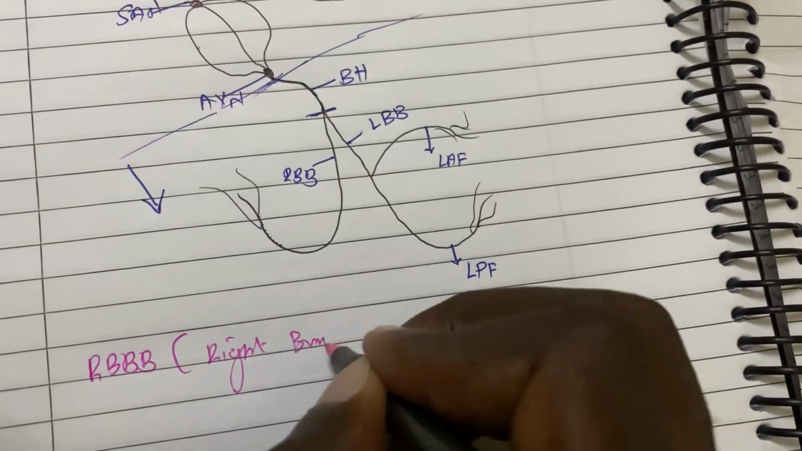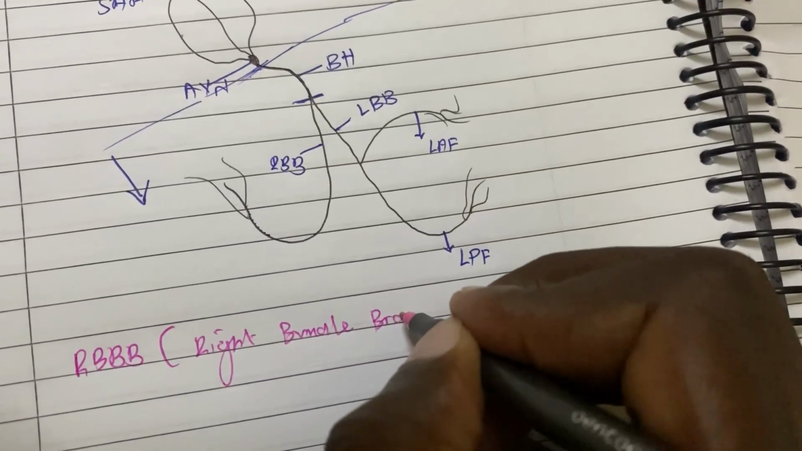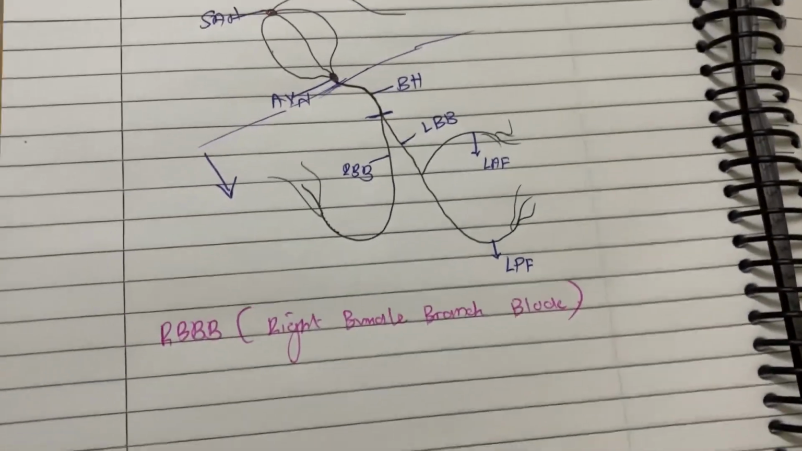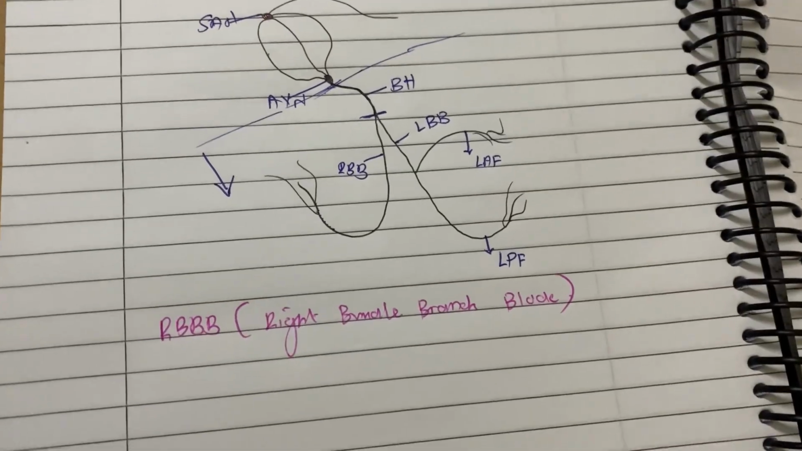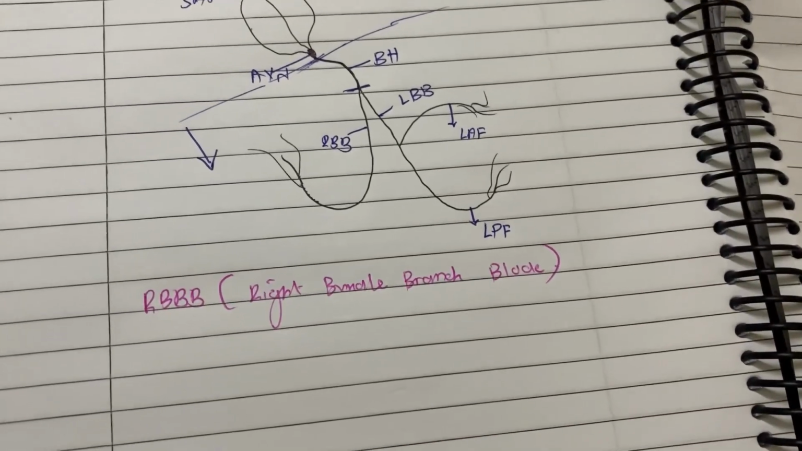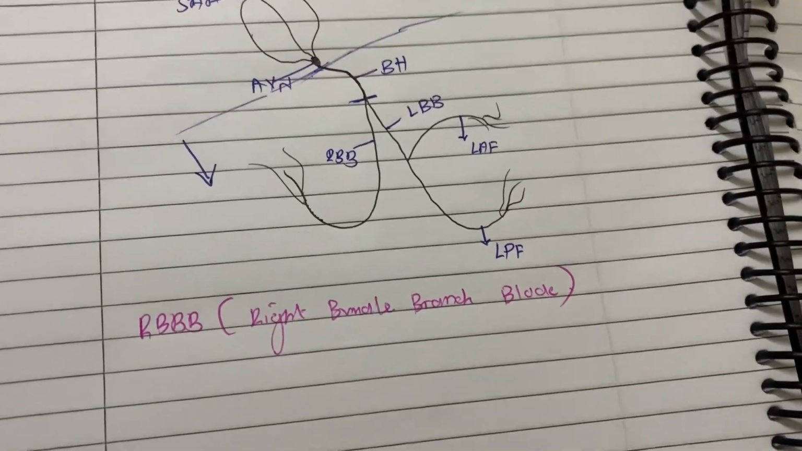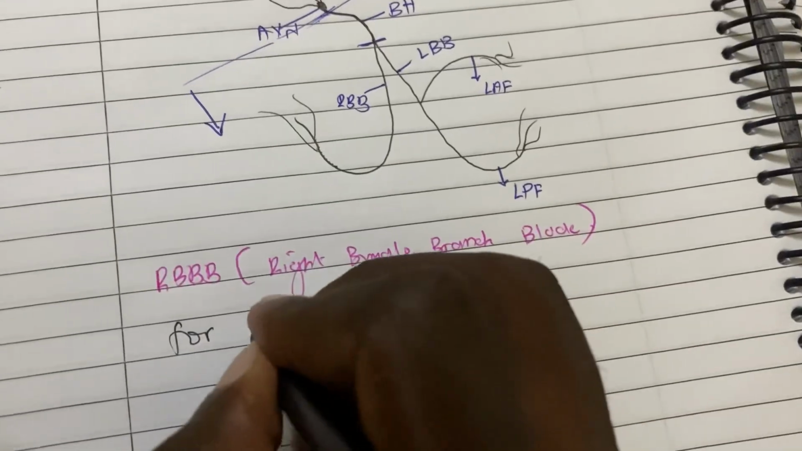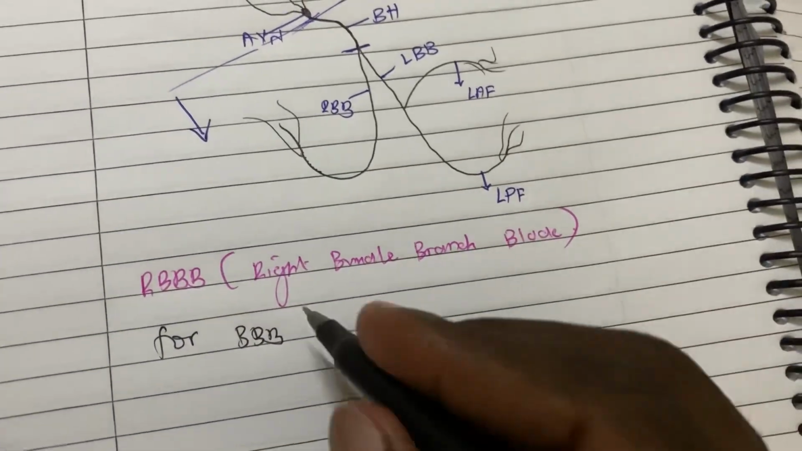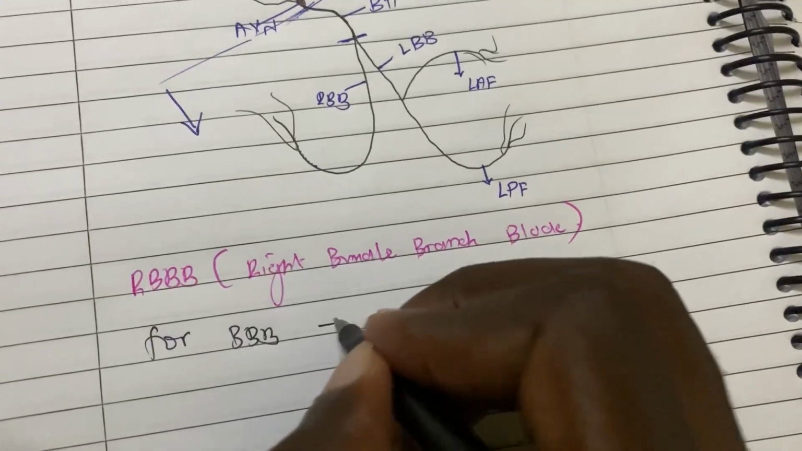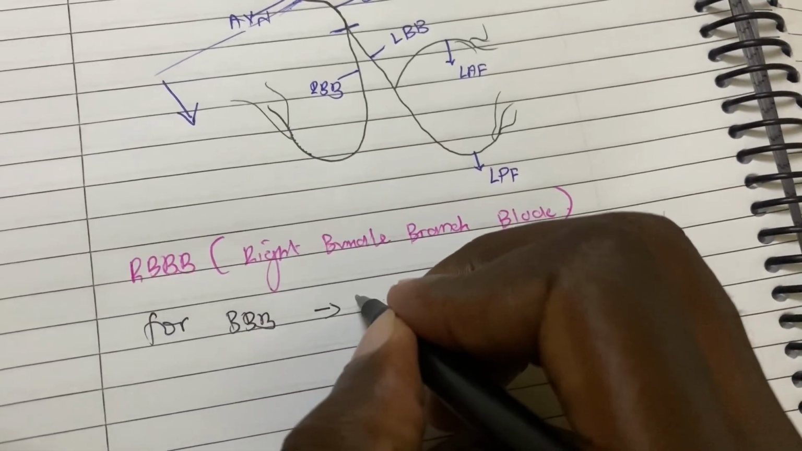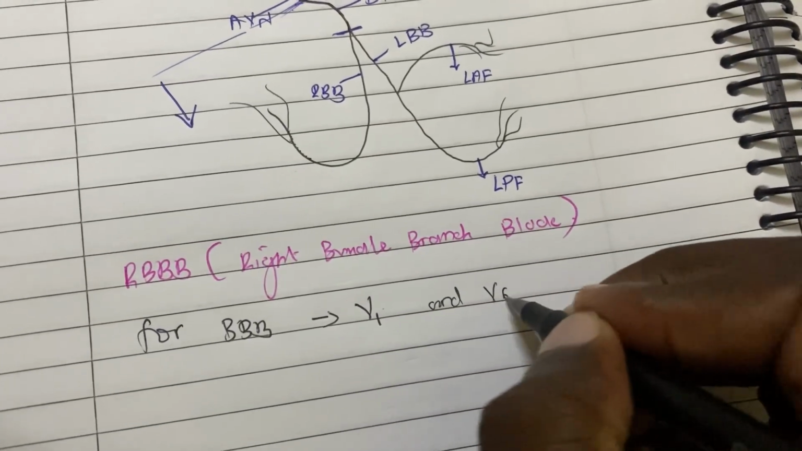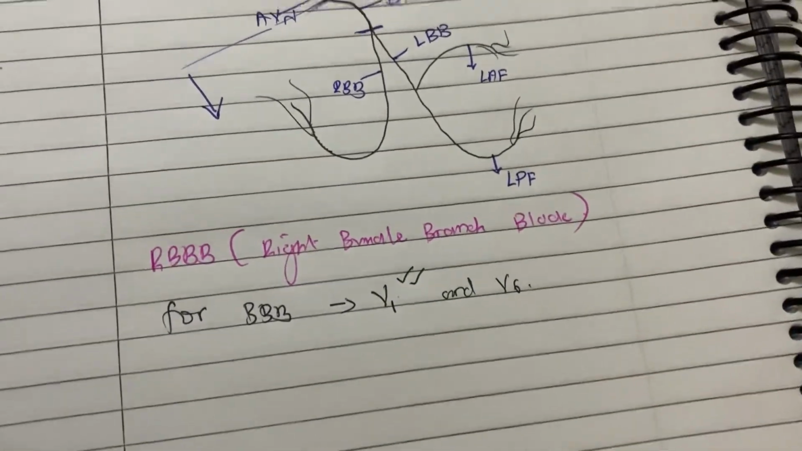Right bundle branch block. We have already finished what we expect in a normal ECG and what will happen. Just real quick again, for bundle branch blocks, for example RBBB specifically, we shall look for it in V1 and V6, but specifically in V1.